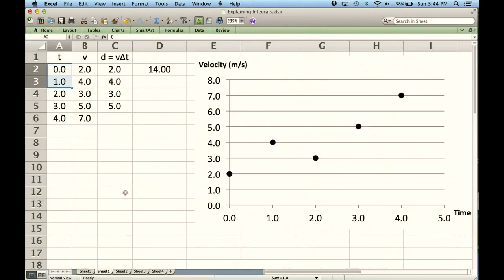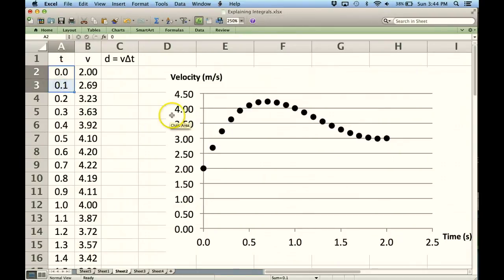So let's use a smaller increment of time. Now we're increasing the time by 0.1 seconds. Here are the velocities, the speeds, at every 0.1 seconds. So I calculate the distance. From 0 to 0.1 seconds, we move at this constant speed of 2, even though the speed is actually changing. So we assume the speed is constant, we multiply that constant speed by the increment of time, which is 0.1 seconds, that's our delta t.